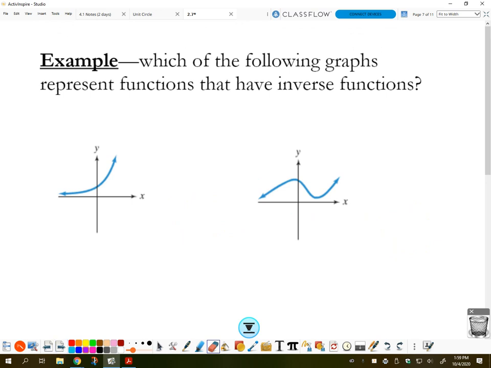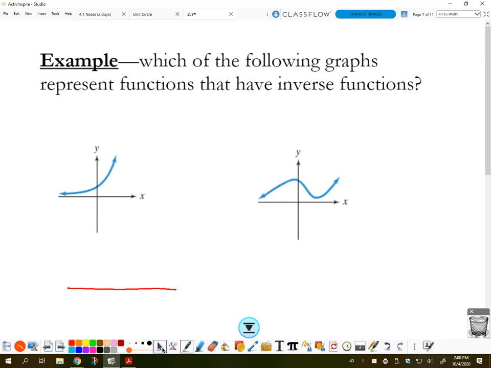Alright, so you try these real fast. Which of the following graphs represents a function that has an inverse that is also a function? If you think about taking this and reflecting it over the line y equals x, then it would look something like this, right? But without having to stop and think about all of that, we can just use the horizontal line test.